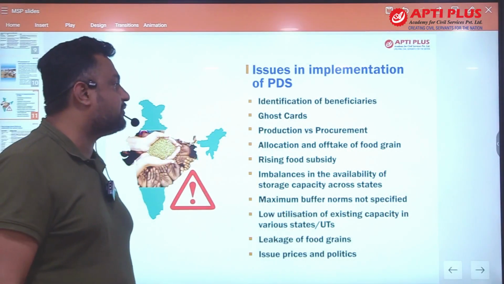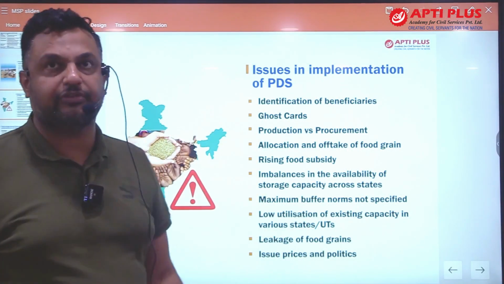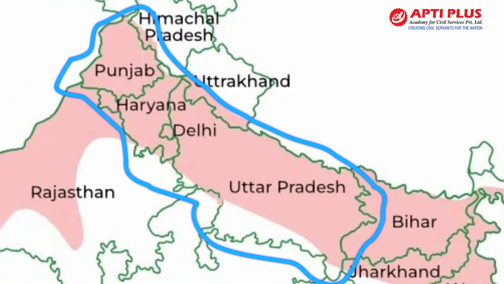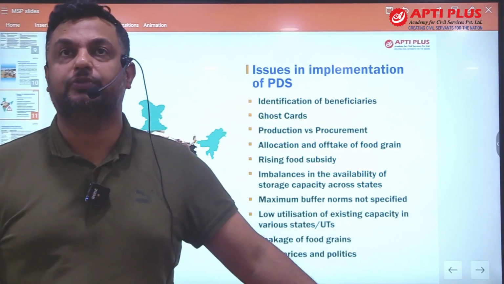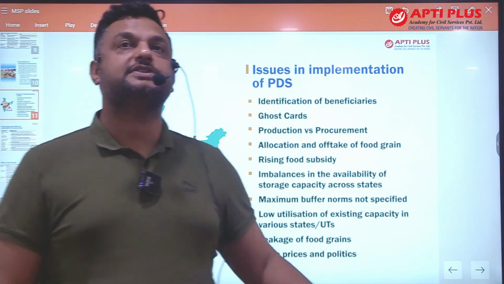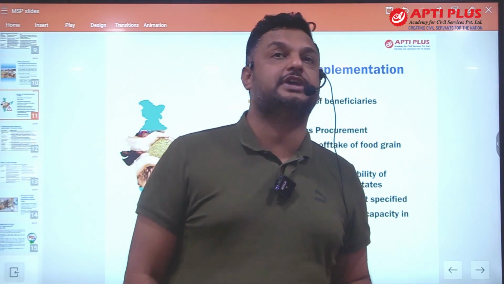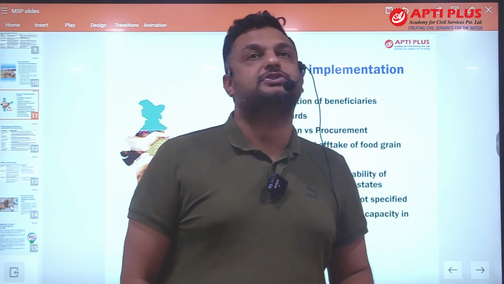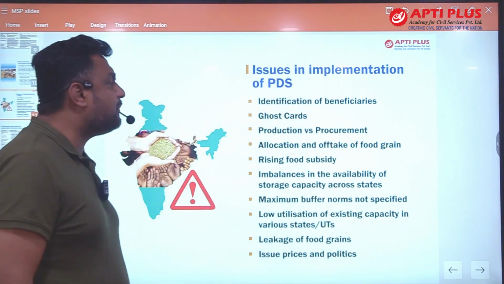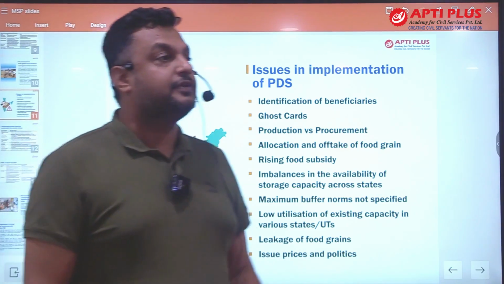Imbalance in the availability of storage capacity across the states. Yes. Some states like Punjab, Haryana, and UP have huge procurement centers and very good godowns for the storage of the food grains. But southern states, northeastern states, and eastern states, even today, don't have much storage capacity compared to western states. Maximum buffer norms not specified, which means what?